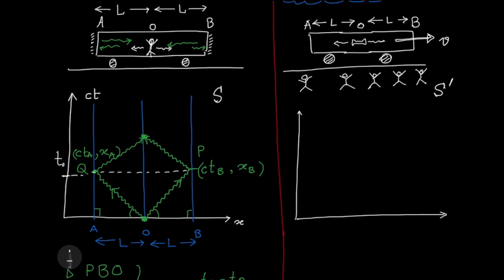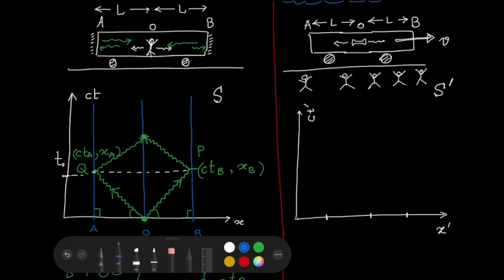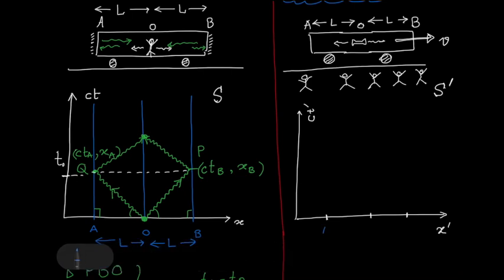Say T0 if you wish. Okay, so this is CT prime this way and X prime this way. At T equals 0, T prime was also 0, and then the observers in the two different reference frames will coincide. They will be at the same point at the same time. So these are the initial positions at t equals 0.